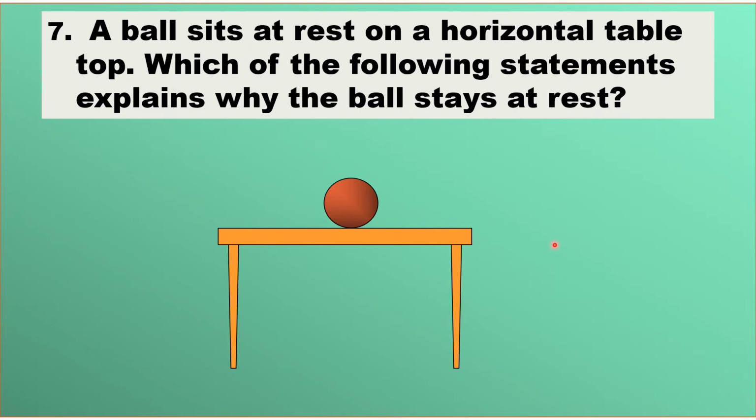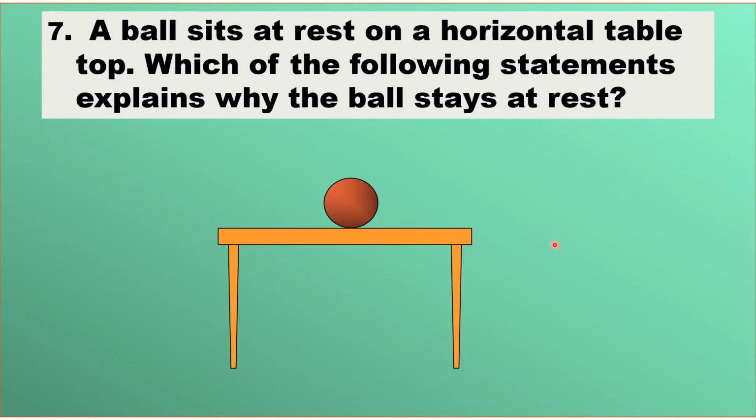We are now in question number 7. A ball sits at rest on a horizontal tabletop. Which of the following statements explains why the ball stays at rest? Alright, so the keywords here are staying at rest. So the ball is staying at rest, right?